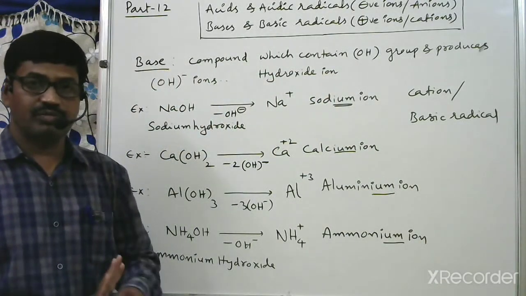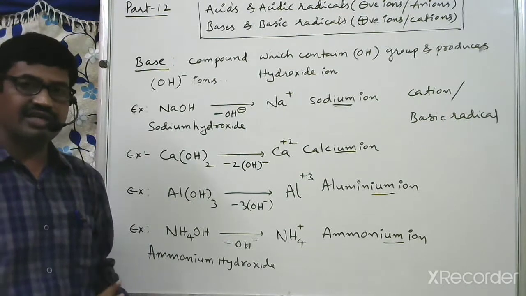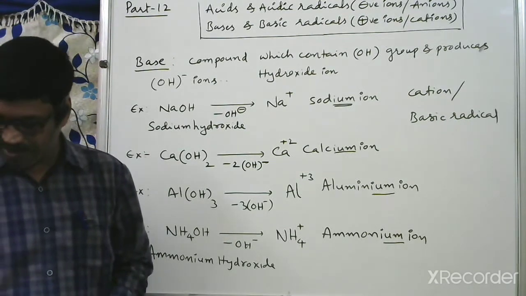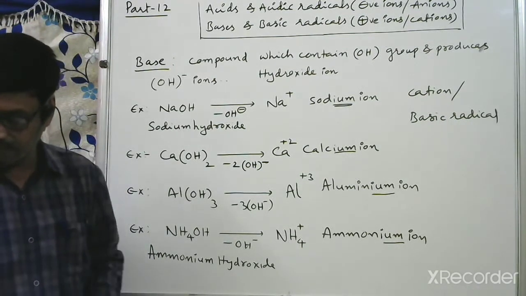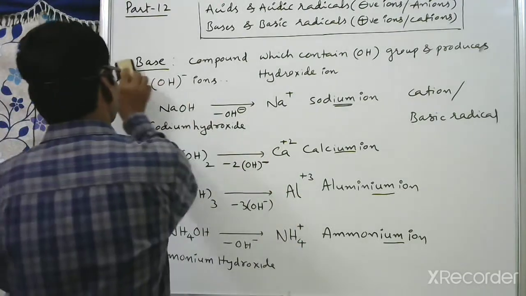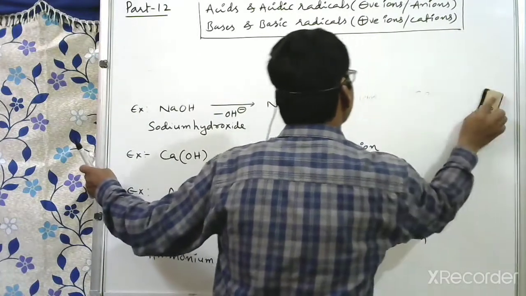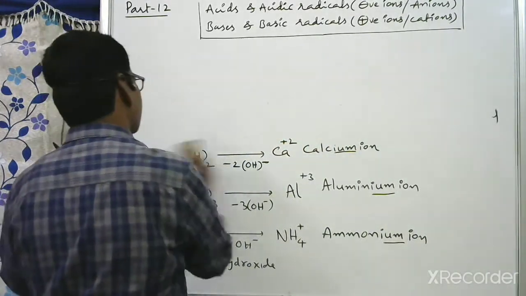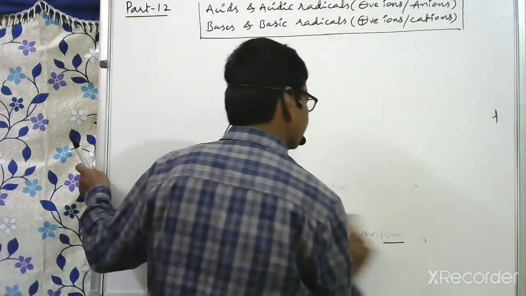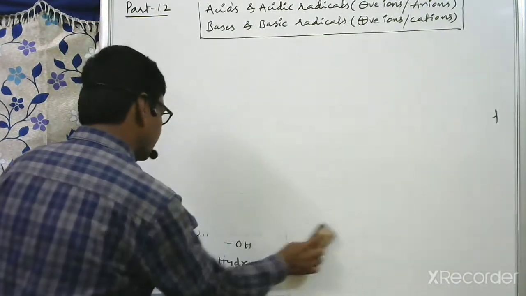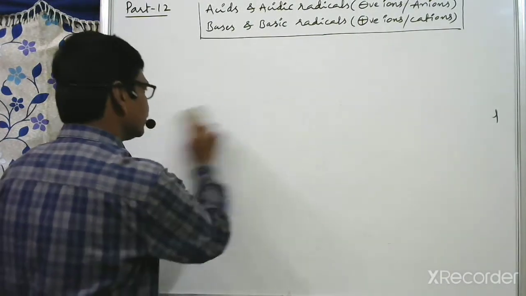Now, by using basic radicals and acidic radicals, we'll try to write chemical formulas of some salts related to basic and acidic radicals. Within 5 to 10 minutes, I'll conclude this class.